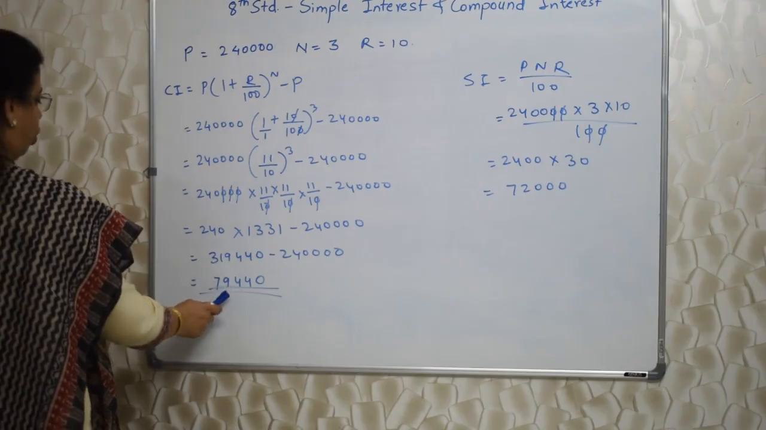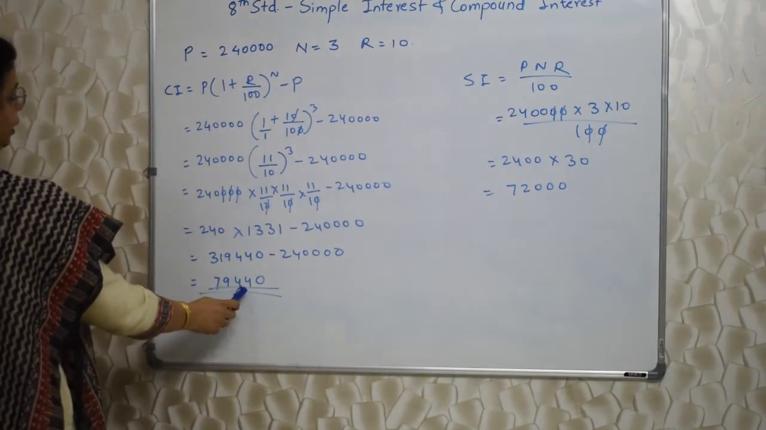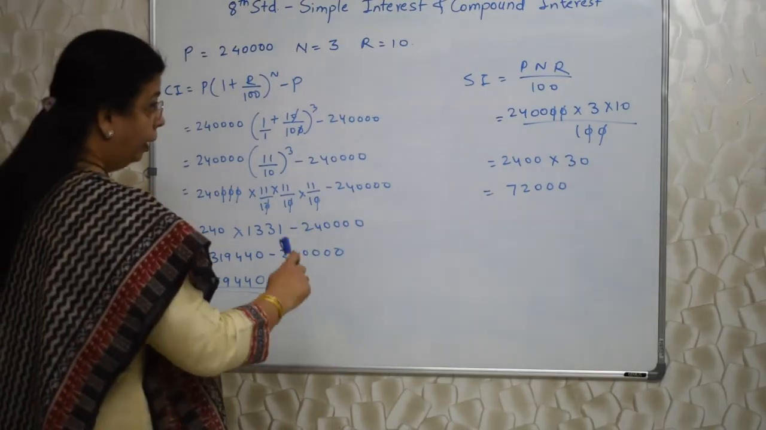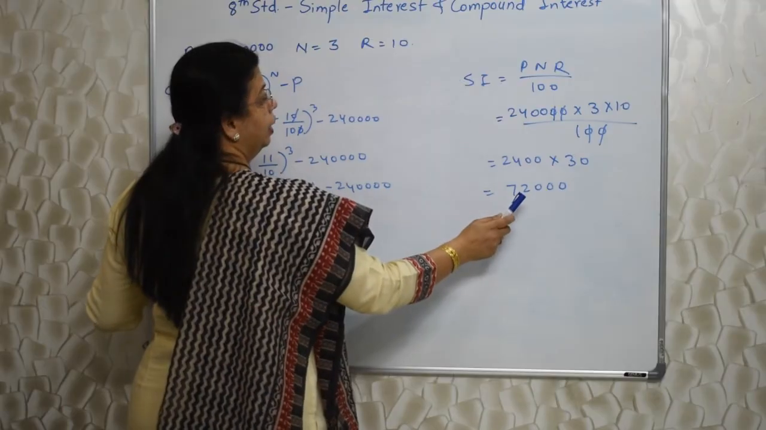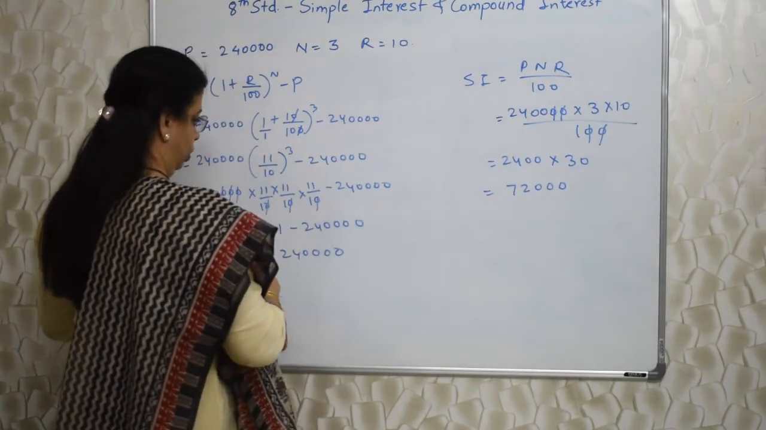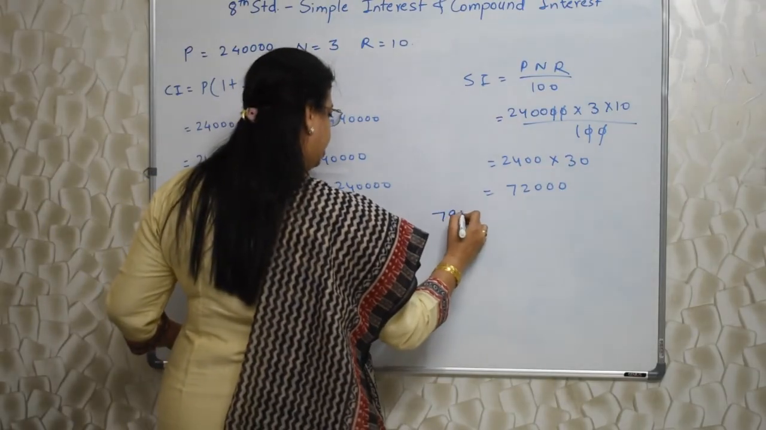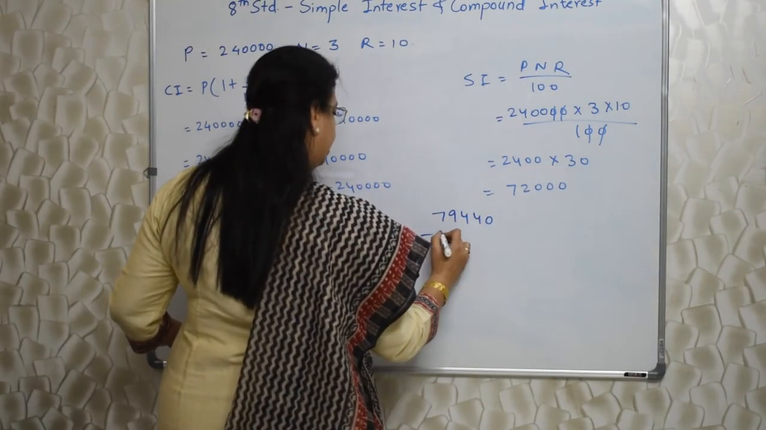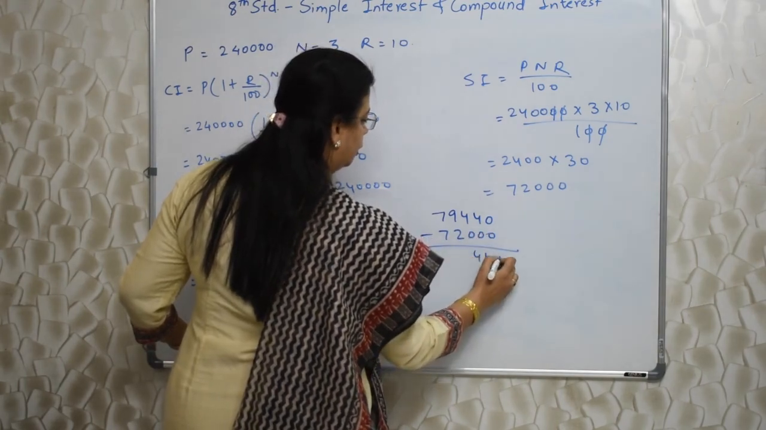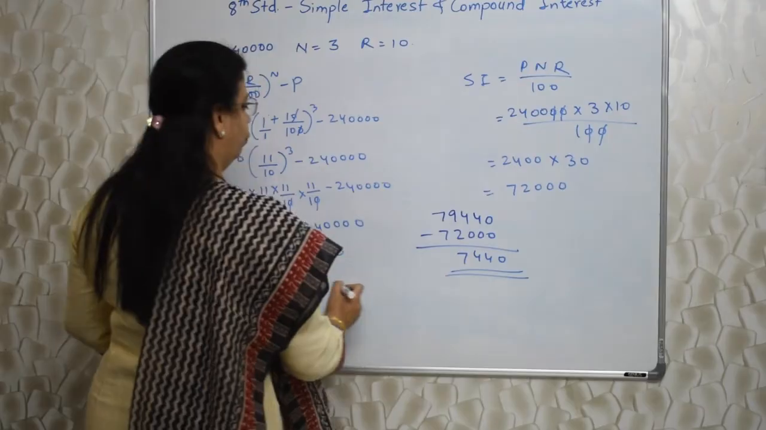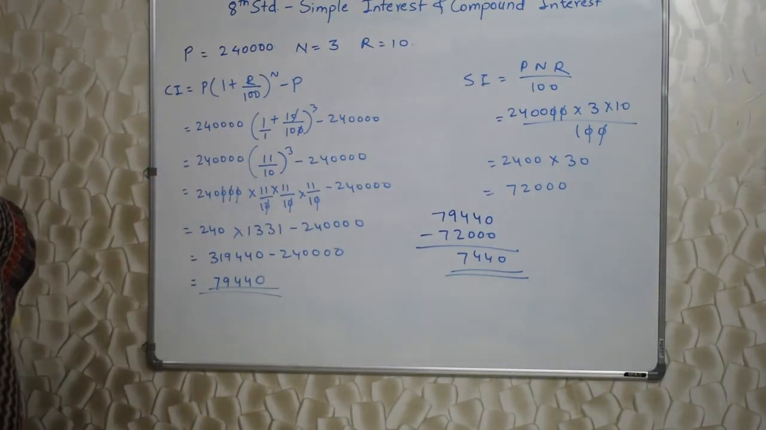So see, he has borrowed money on compound interest basis, so he will have to pay 79,440 interest. But if he would have borrowed on simple interest basis, he would have paid only 72,000. So less. So what is the difference? How much more he has to pay? 79,440 minus 72,000. So answer is 7,440. That is the answer. This much amount he will have to pay more. Right?